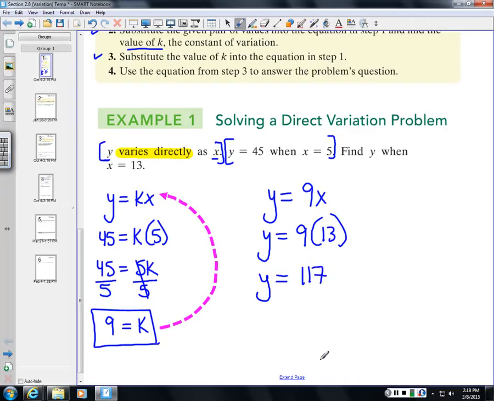Okay, so one way we can get a check on ourselves is, and this is the final answer, this is what we're trying to get to, and it takes 2 steps to get there. X went from 5 to 13, so it went up. Since they vary directly, we would expect that y also went up, and it did. It went up from 45 to 117. That's just what we're looking for in these problems: we're going to pay attention to the key words and then apply that to the equation.